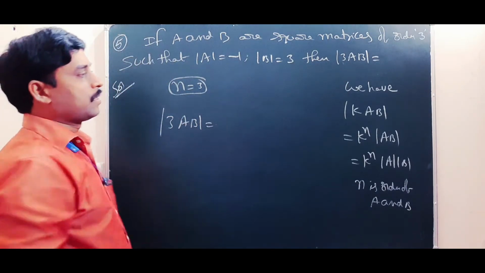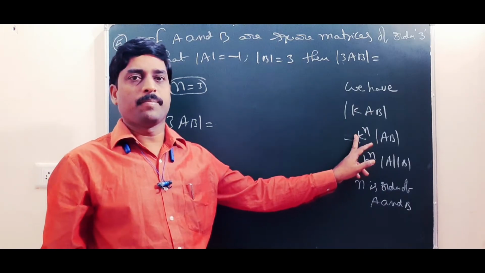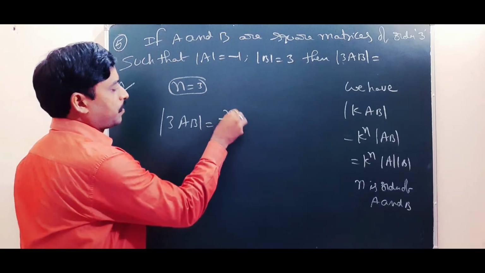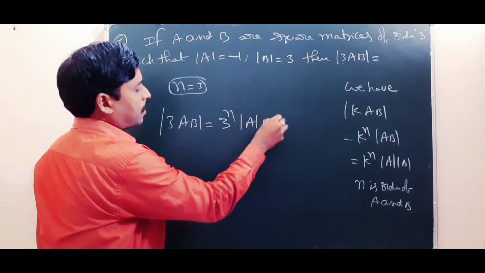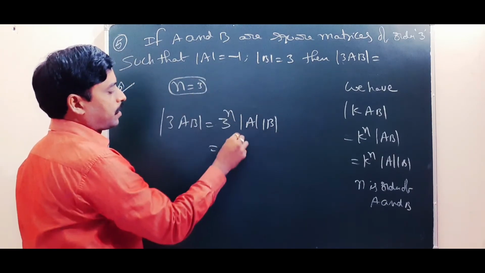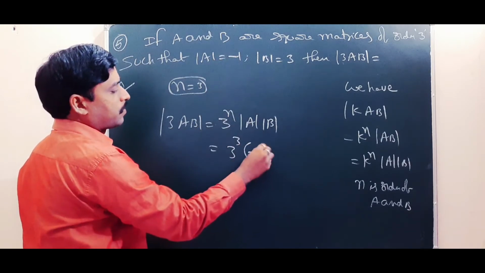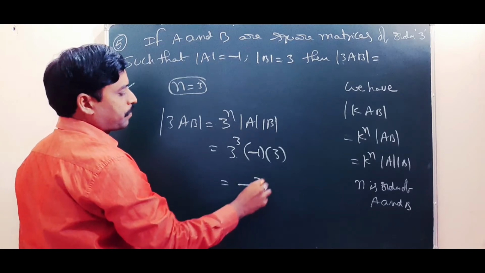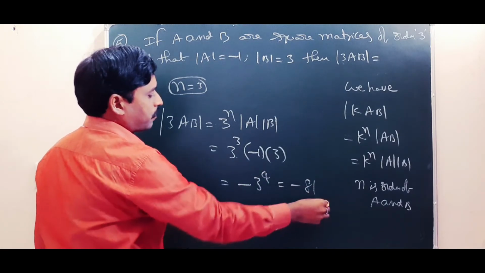So what is the formula? Det of KAB is equal to K to the power n into det A into det B. Here it is going to be 3 to the power n; write n value as 3, det A value minus 1, det B value 3. So it is going to be minus 3 to the power 4, which is minus 81.